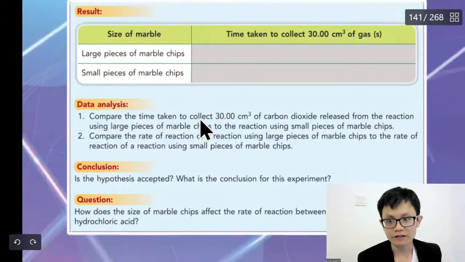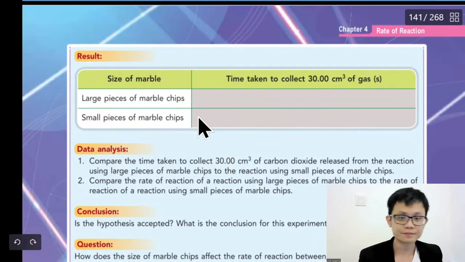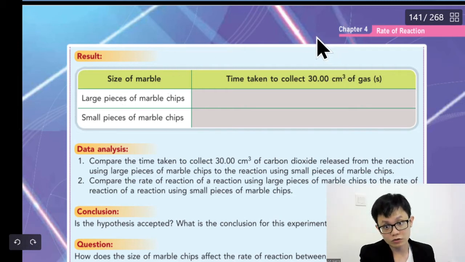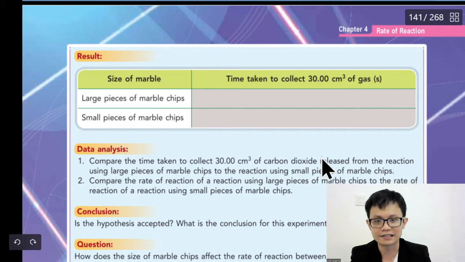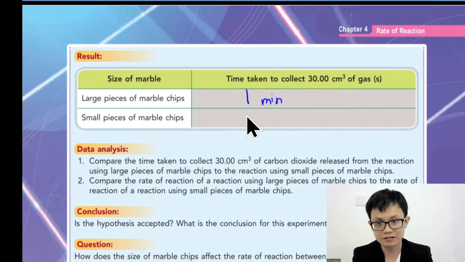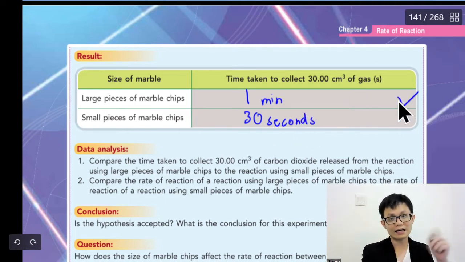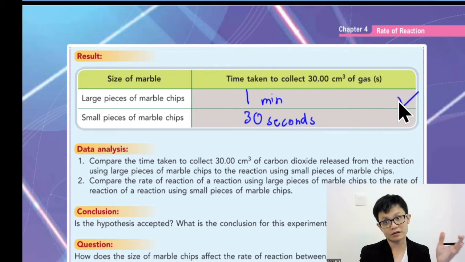So after I do the experiment, we got the answer. Let's assume the answer. The large piece would be slower. So for the time taken, I just write 1 minute, for example. The small piece will be faster, so I will just write 30 seconds. I just create the answer, but one thing I know, the large piece, the time will be more because the reaction is slower.